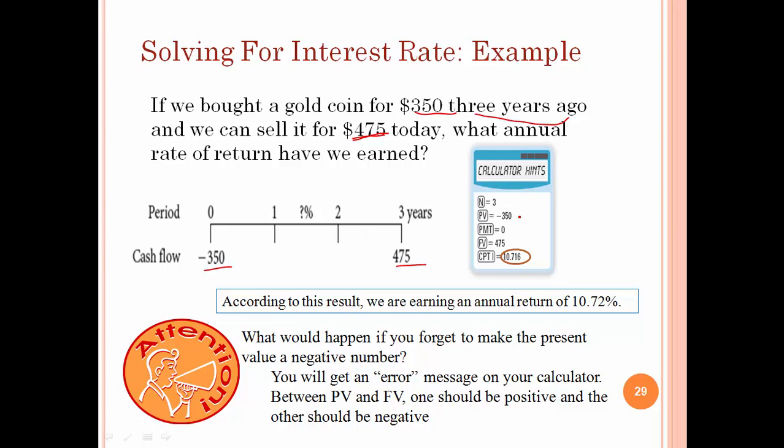You notice in your calculator we are putting the present value as a negative number while the future value is a positive number. You can also put the present value as a positive number, then the future value as a negative number. If you don't do that, you will see an error message in your calculator. So in this case, between the present value and future value, one number has to be positive and the other number has to be negative. It doesn't matter which one is positive and which one is negative. Just remember one of them is positive and the other is negative.